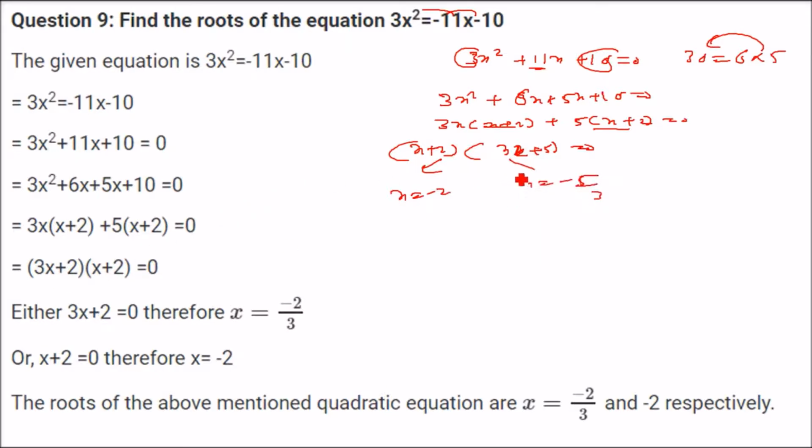So it will be 3x plus 5. No, I just have to take x plus 2. So 3x plus 2x, this is x plus 2. You take 5 common, then only you get x plus 2. So this will be minus 5 by 3. See, this is 3x plus 5. X is minus 5 by 3 and minus 2 of course.